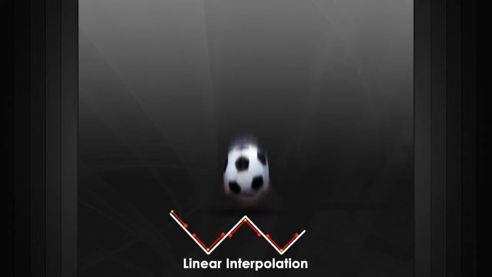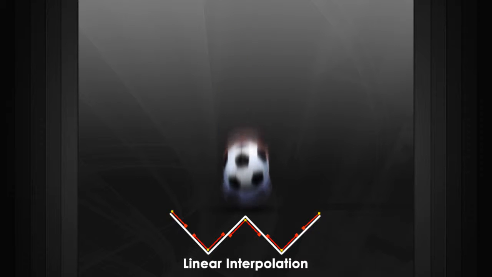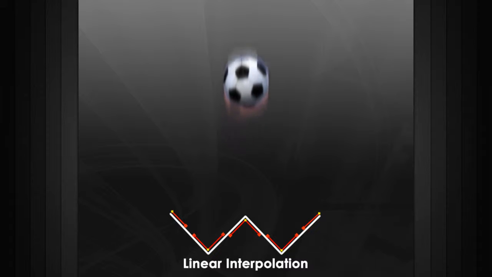Linear interpolation is a very simple interpolation type. It just sets the tangents to create a straight line between keyframes. This type is good for mechanical movements because the animation is steady. It doesn't speed up or slow down.